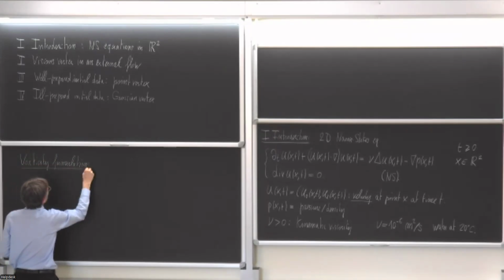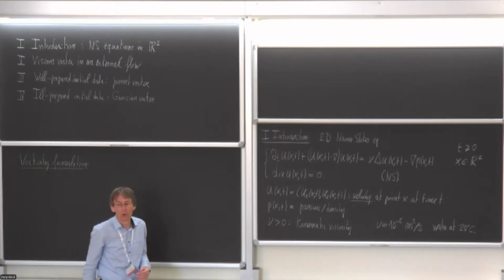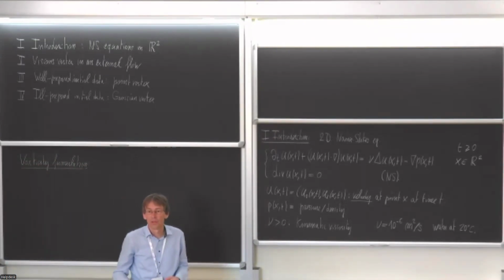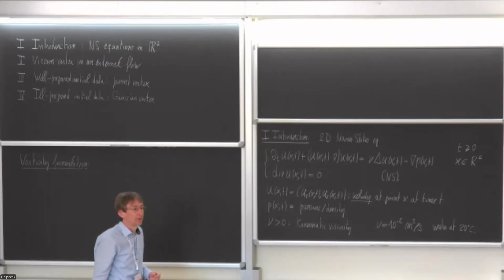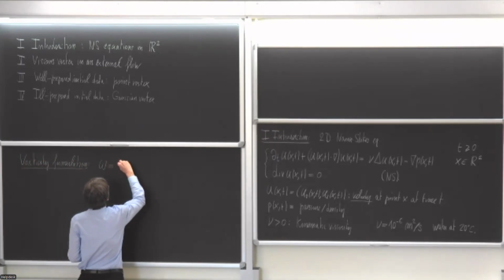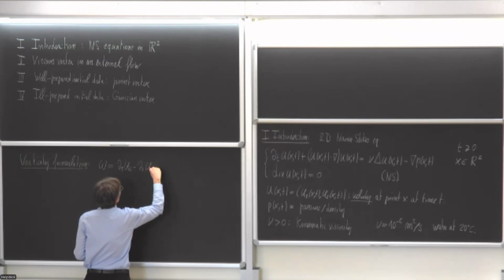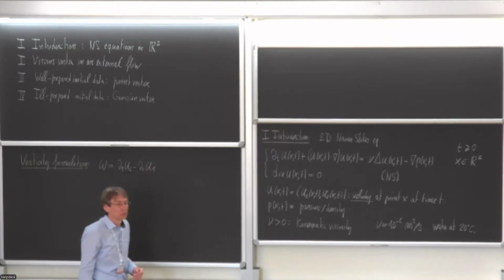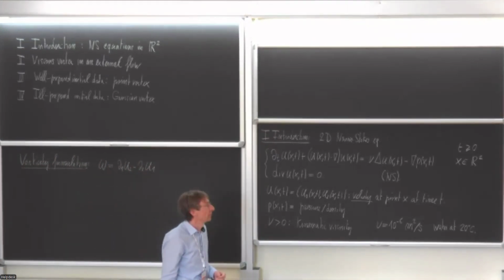And this is basically the point of view introduced by Helmholtz in the middle of the 19th century. I made some comments about that last week in my talk. Okay, so we consider here the quantity omega equals d1 u2 minus d2 u1. Okay, this is the two-dimensional curl of the velocity.